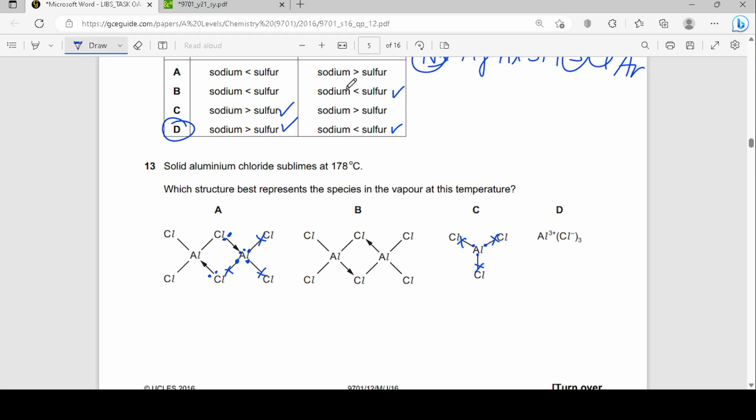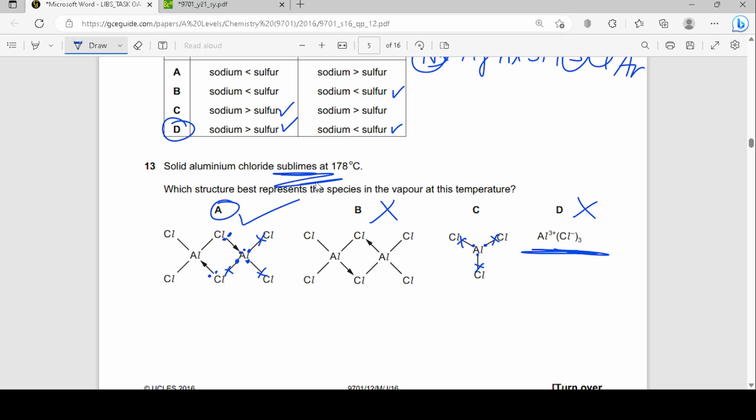Actually, if we check, I would think that because Al2Cl6 is more stable, obviously it's not D, Al3+ Cl-3, and over here aluminium is donating lone pairs to Cl, which is just weird. I don't know why you circle around that, but that's wrong, right? So I would say that it's A because it's just sublimed, right?